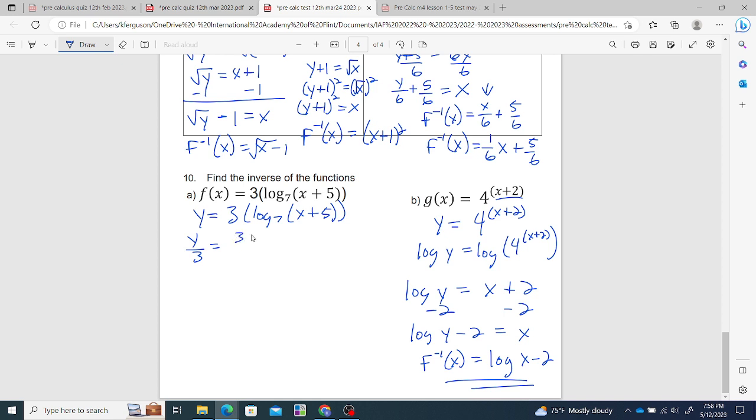because I want to get rid of that 3. So those 3's cancel off. Now I'm going to have y over 3 equals the log base 7 of x plus 5.